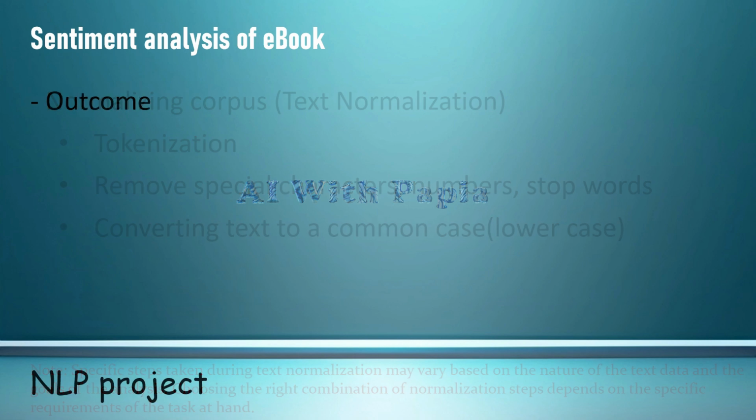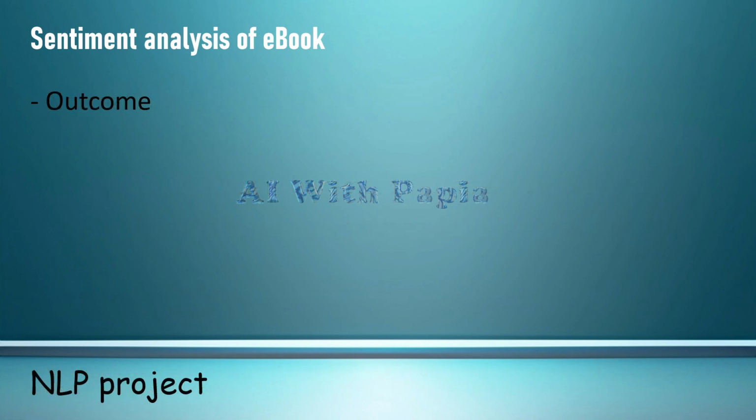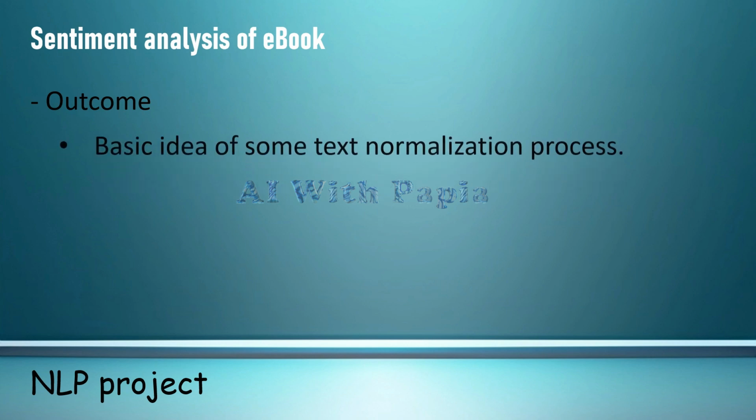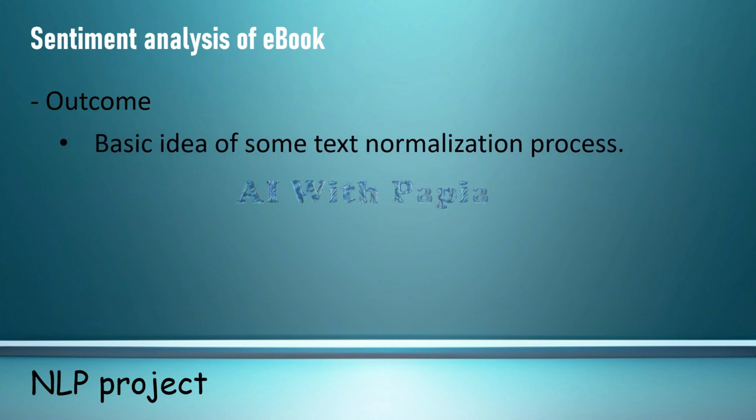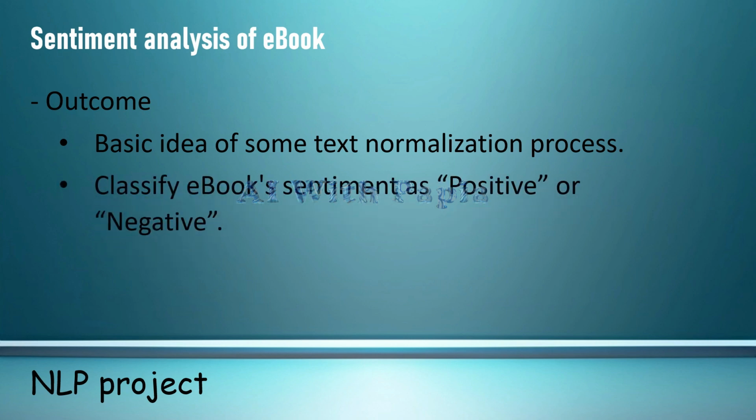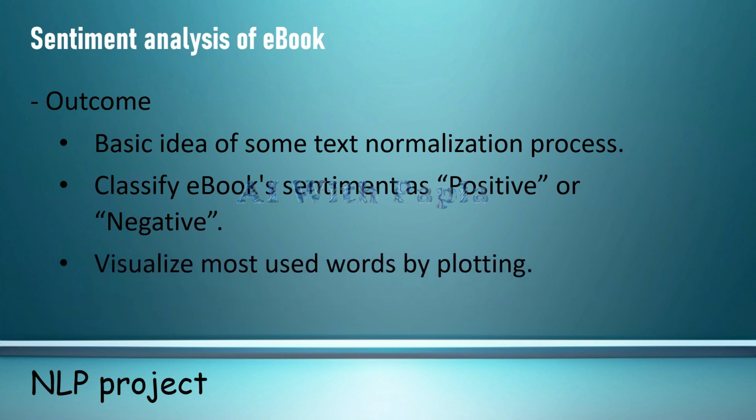So what we will find after we complete our process, the outcome will be, we'll have a basic idea of some text normalization process, and we will be classifying the ebook's sentiment as positive or negative, and finally we'll visualize the most used words by plotting some graph or chart. So let's start. Let's jump to our project.